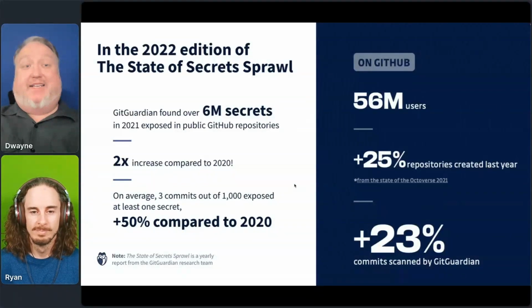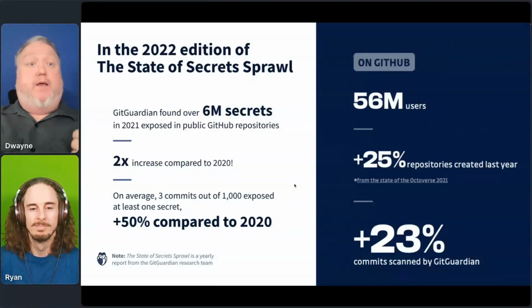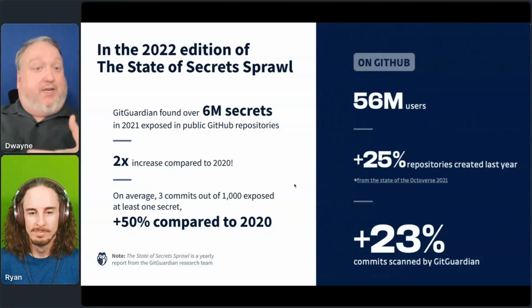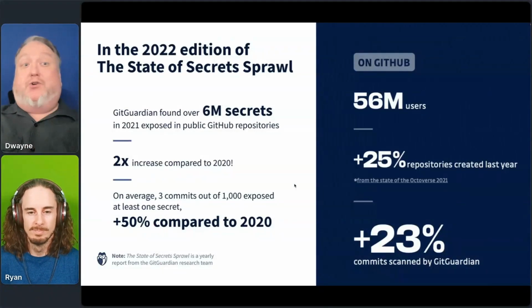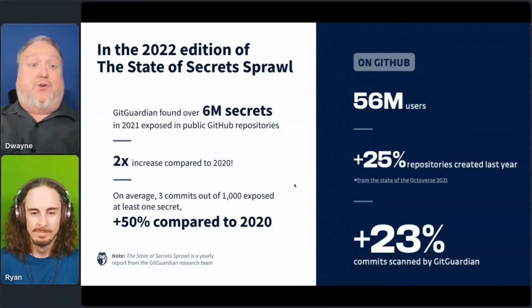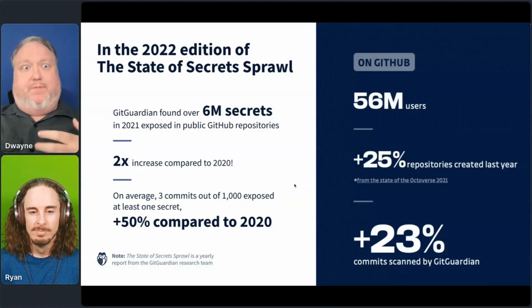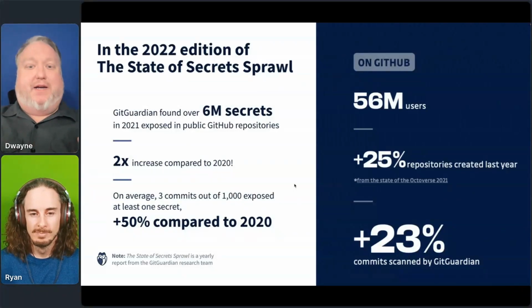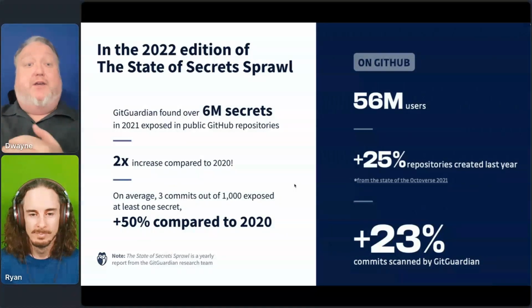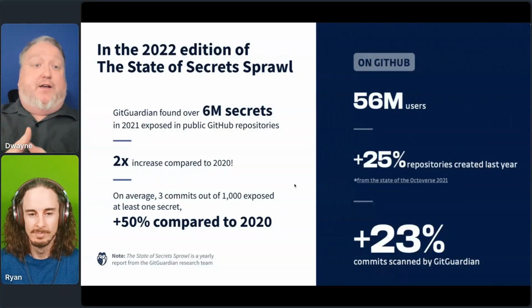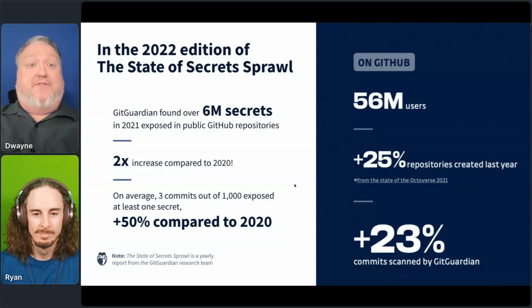So GitGuardian every year puts out the State of Secrets Sprawl report. Last year, we saw over 6 million secrets hanging out in public GitHub repositories. This is an increase year over year, over 2x increase. The number that really bothers me about all of this and the bigger area of concern is that we're seeing on average 3 out of every 1,000 commits contain a secret, and that's a 50% increase over the previous year. This is not a good state of things.